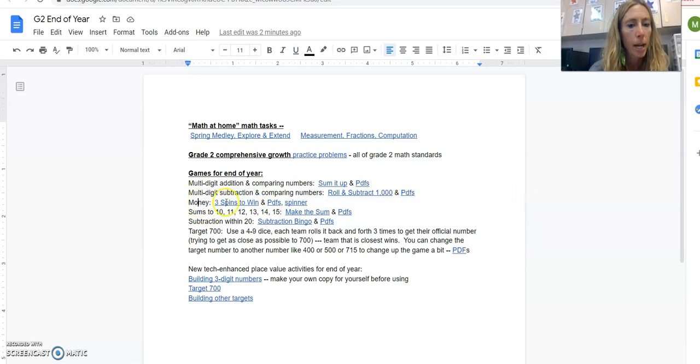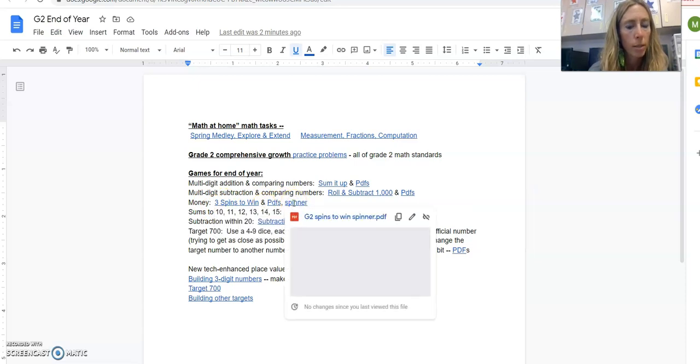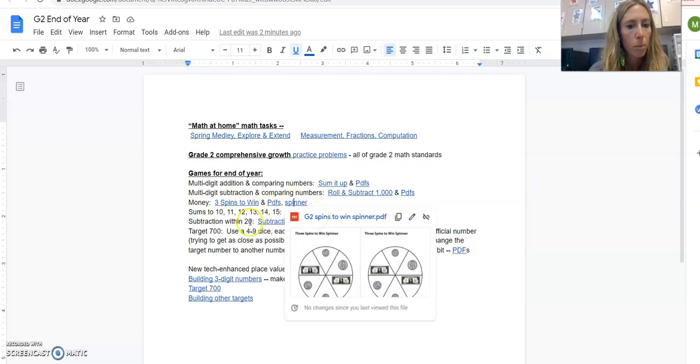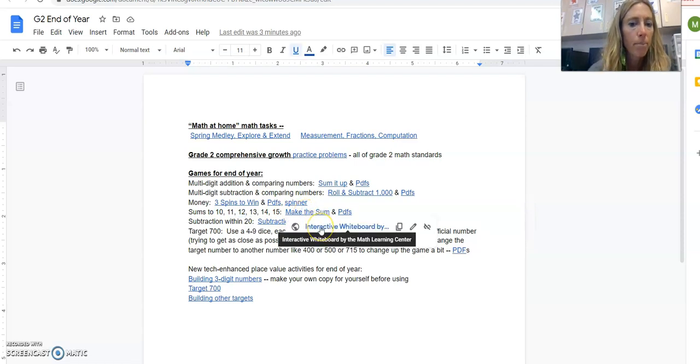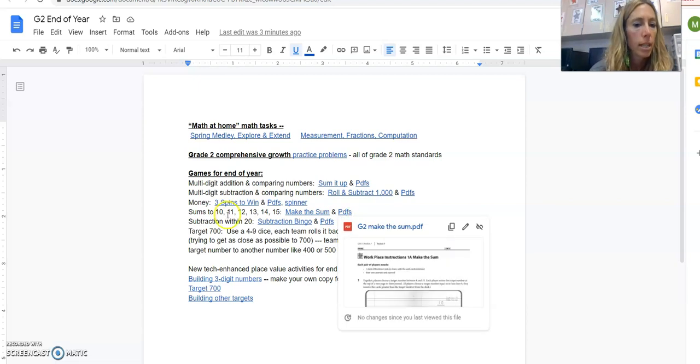If you're interested in bringing back money, 3 spins to win is a good one. With the PDFs, you do have the spinners, and if you want to make copies of the spinner, they're there. Sums to 10, this is called the famous Make 10 card game. Or you could change up that target each day. Like Mondays, our sums are going to be 10. Tuesday, we're doing 11. Wednesdays, we're doing 12. Whatever, but make the sum. This is what they'll start doing in 3rd grade too. And then PDFs right there of that game.